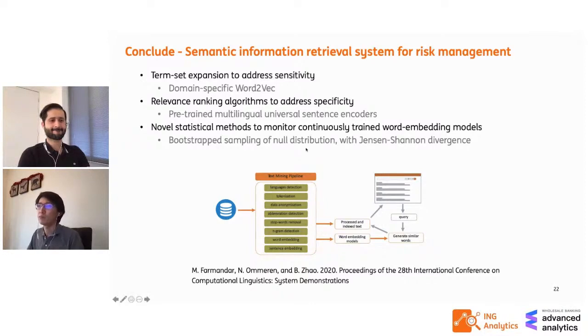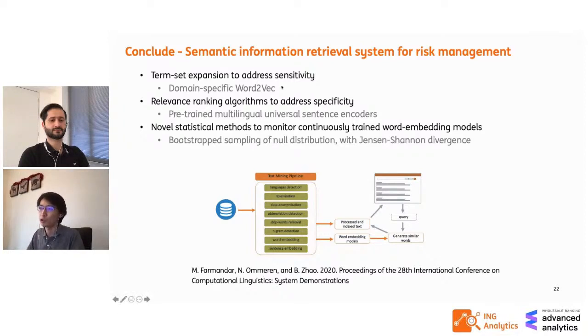One is using term set similarity to address the issue of sensitivity or false negatives by using domain-specific word embeddings. We used relevance ranking algorithms to address specificity, and this is related to false positives. And this is done via pre-trained multilingual universal sentence encoders.